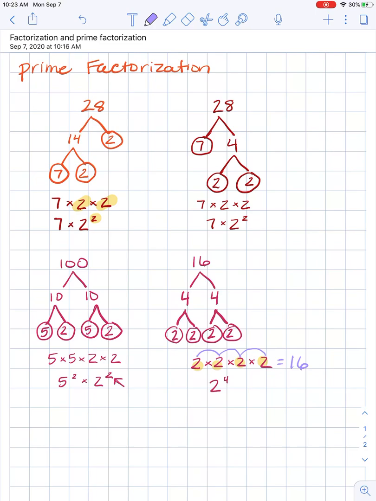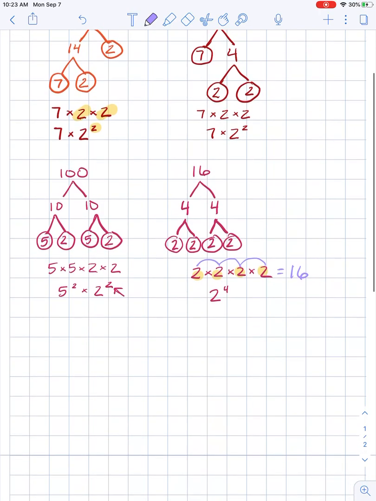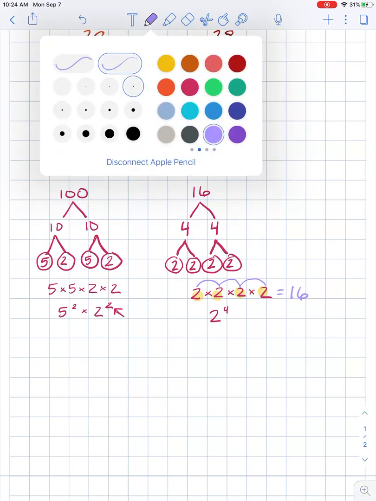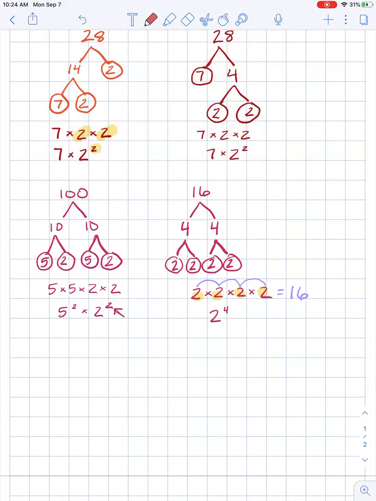So using factor trees, we can break down a number as far as possible to get its prime factorization. Now sometimes I'm just going to ask you for a factorization, not a prime factorization. And I'll say, how many factorizations can you find for a number? So let's practice that for a moment here. I'll give us a line, and let's just write factorization.